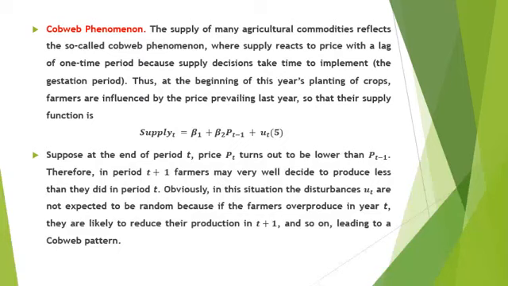Suppose at the end of period t, the price, that is the price of this year, turns out to be lower than the price of last year. Therefore, in period t plus 1, that is next season, the farmers may decide to produce less than what they did in period t. Obviously, in this situation, the disturbances are not expected to be random, because if the farmers overproduce in year t, they are likely to reduce their production in t plus 1 and so on, leading to a cobweb pattern.